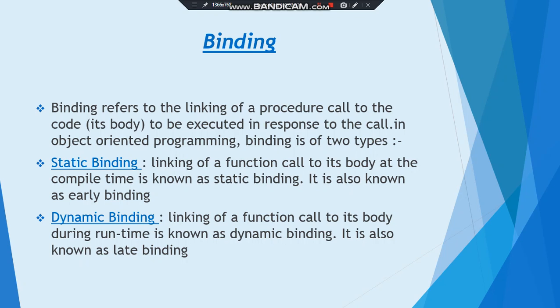Binding. Binding refers to the linking of a procedure call to the code to be executed in response to the call. In object-oriented programming, binding is of two types. Static binding. Linking of a function call to its body at compile time is known as static binding. It is also known as early binding. It can be achieved through function overloading and operator overloading.